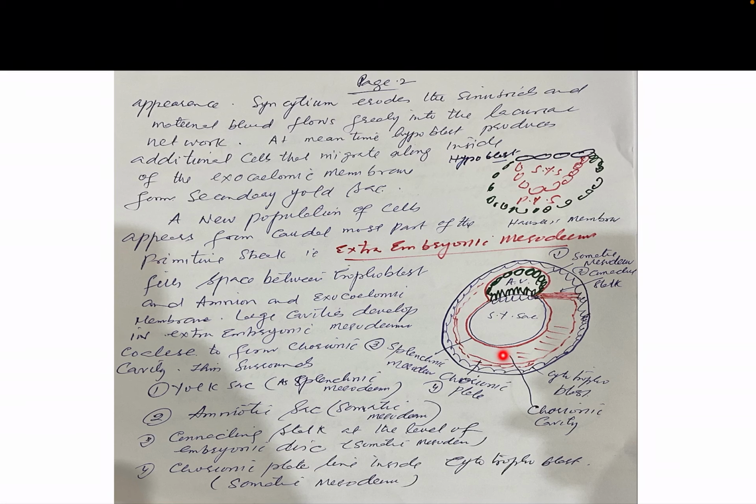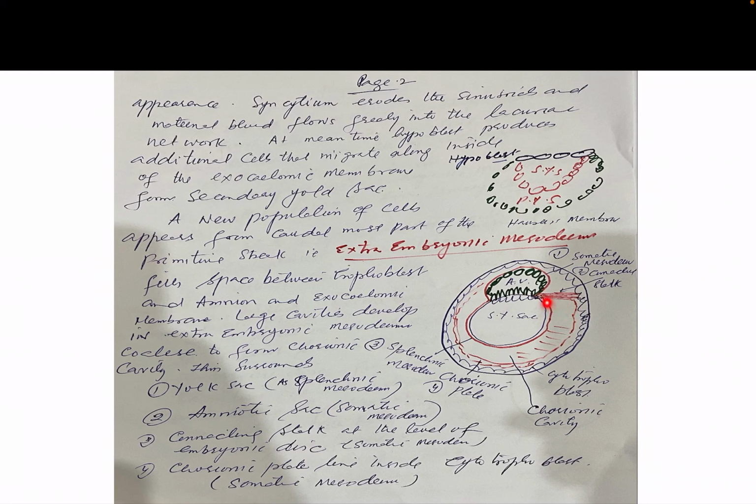spaces appear in this mesoderm, and these spaces then coalesce with each other, and a large space is formed. Previously it filled this space, but later on the lacunae appear and make this space empty. Now, part of the extraembryonic mesoderm is left behind at four places.